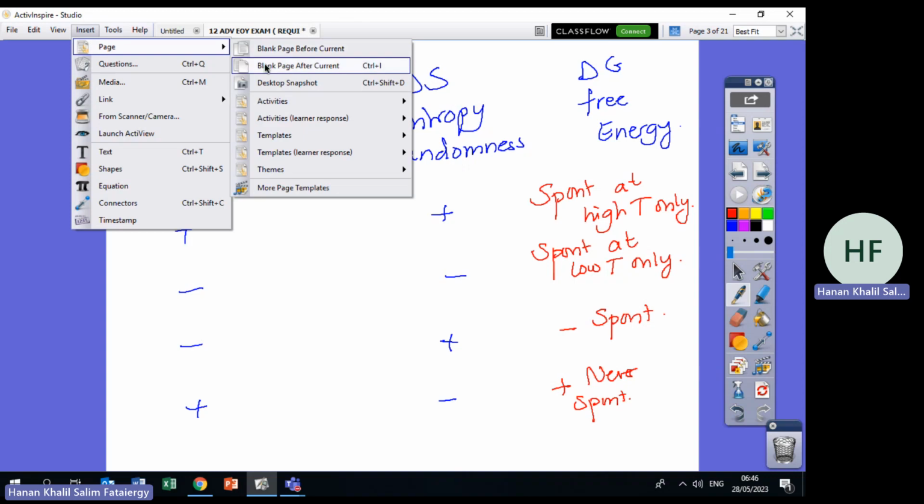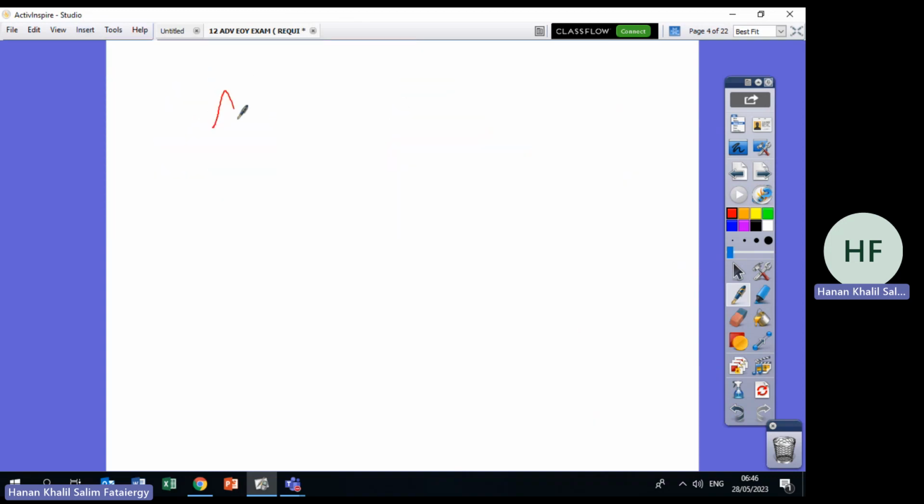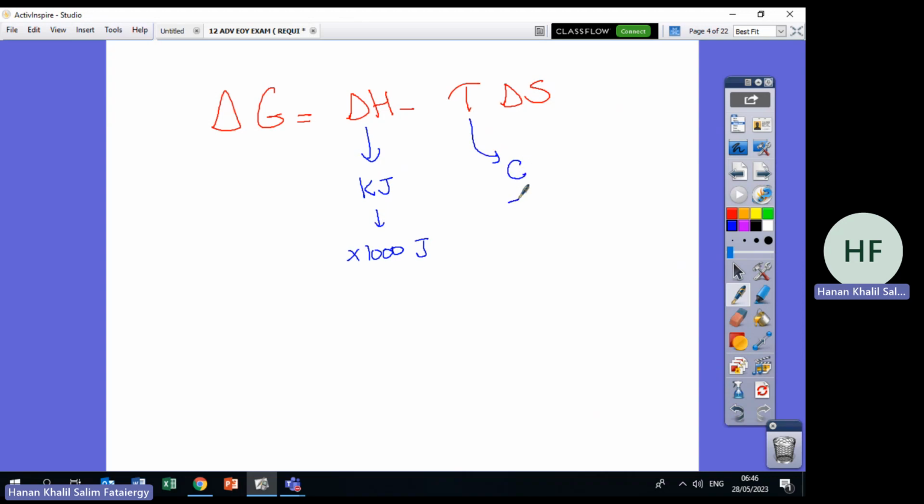Second thing I want you to remember is that delta G is calculated by the formula delta H minus T delta S. Be careful for the units. Delta H will be given in kilojoules. You have to multiply it by 1000 to become joules. Temperature, if given in Celsius, you have to add 273 so that it is in Kelvin. Now delta S will be joules over kelvins.